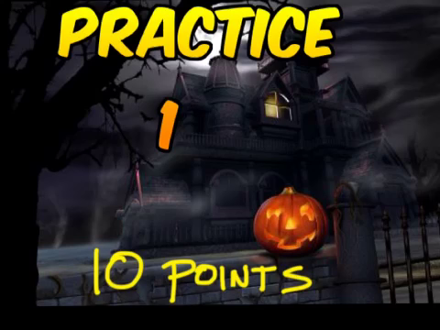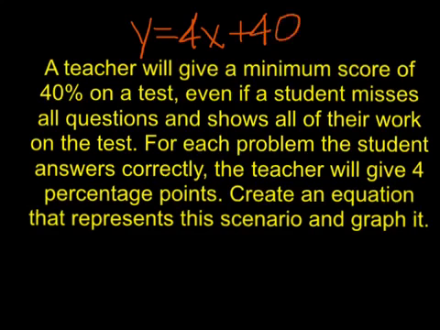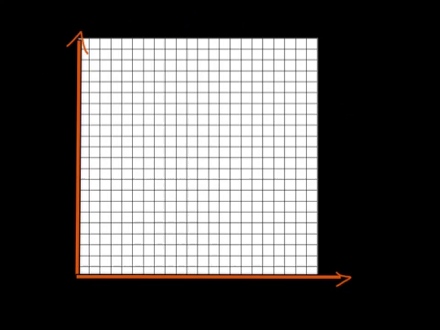Here's the practice problem. Graph this and bring it up here. On the practice problem, you're going to get a score of 40 if you do everything and miss all the problems, if you show your work. You get 4 points for each one you get right, though. So the equation should be y equals 4x plus 40. So we're going to take that to the graph. And y equals 4x plus 40 is what we're going to graph on this paper.